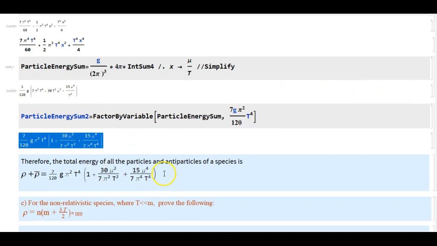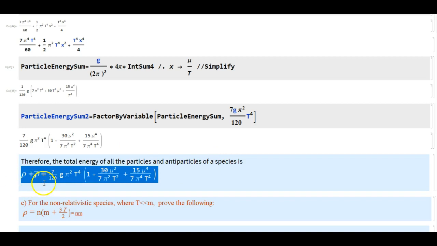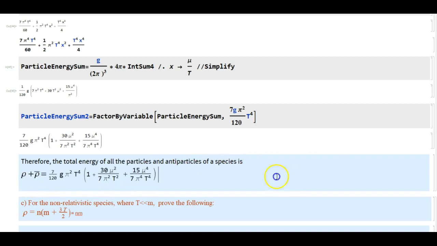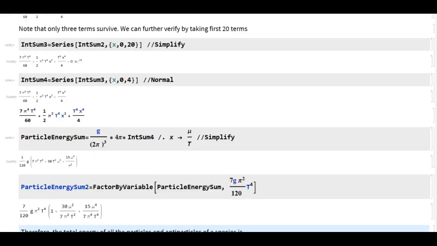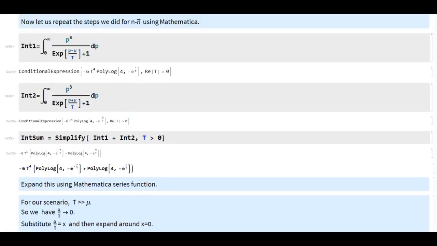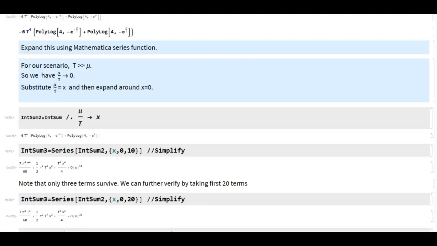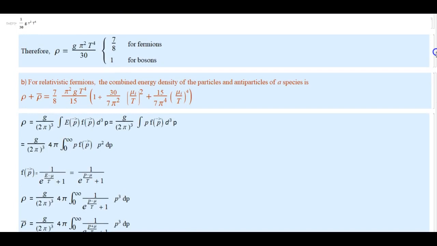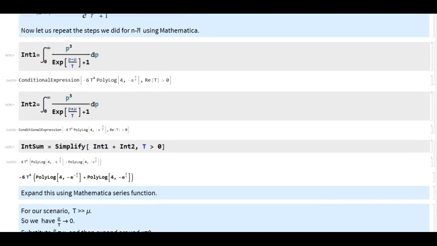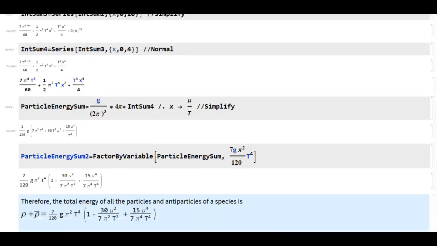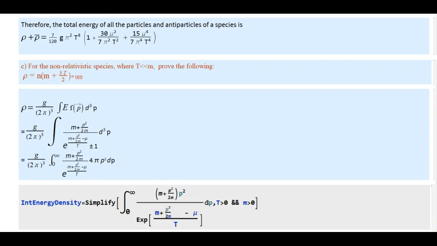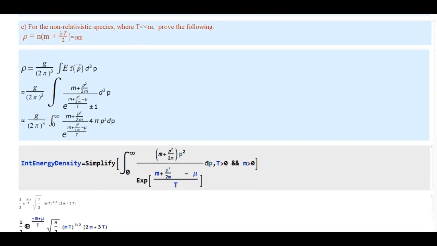So the total energy, the sum of energy contribution from particle and antiparticles of a given species, is given by this expression. Everything is pretty straightforward. Some Mathematica commands may be new for you, but I like using Mathematica for solving problems. So wherever possible, I will heavily use Mathematica.